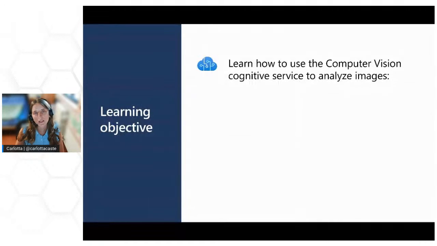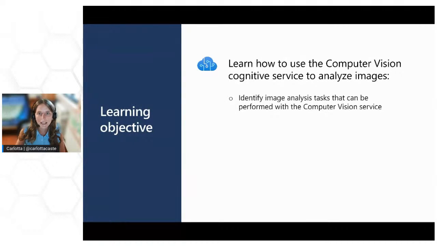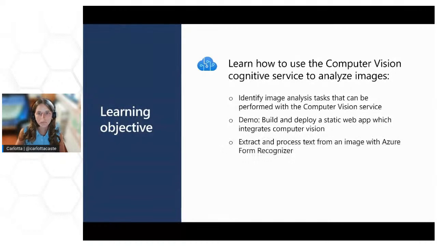So of course, our main objective will be learn how to use the computer vision cognitive service to analyze images. And in particular, we are going to identify image analysis tasks that can be performed with the computer vision service. We are going to demo how to build and deploy a static web app which integrates the computer vision service. Then we will see how to extract and process text from an image using the Azure Form Recognizer. And last but not least, we will demo how to analyze a receipt image using the Form Recognizer Studio tool.